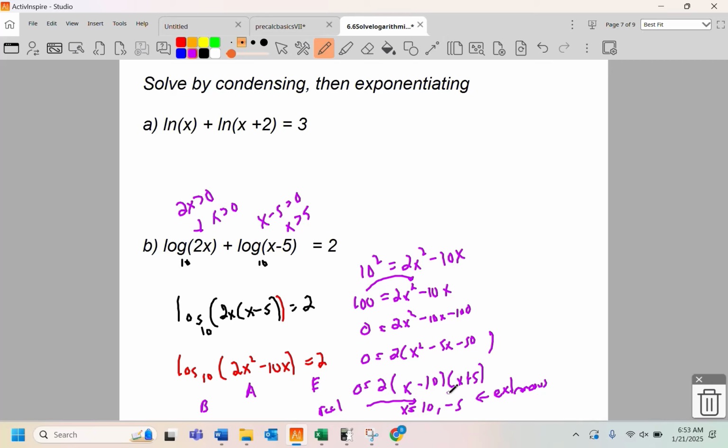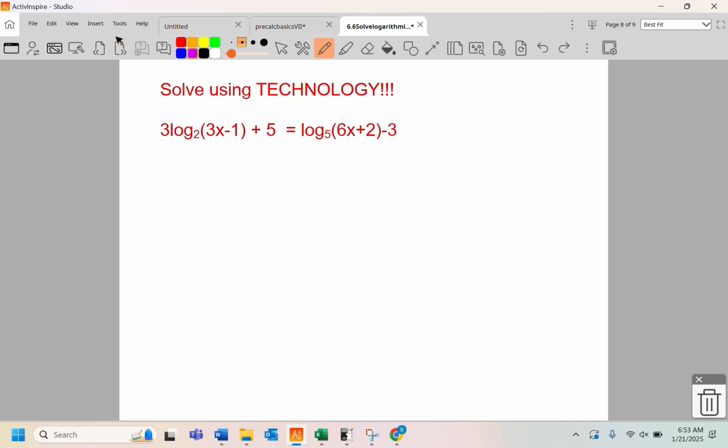It's not that hard. The last one in your notes for today is a solve using technology. And to do this one, you need to use change of base. It's the reason these are in here. But you got to remember change of base.